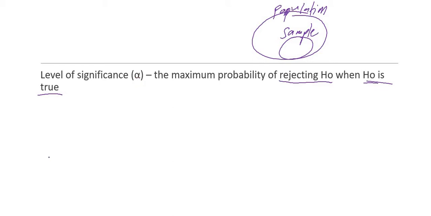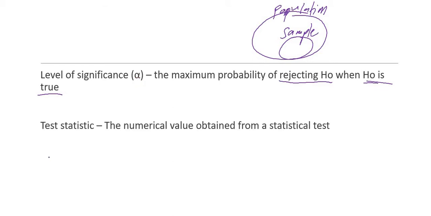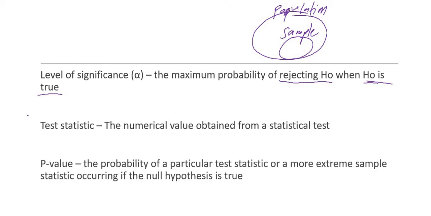The next term is the test statistic. The test statistic is the numerical value obtained from a statistical test. As you all know, since we're going to use Microsoft Excel to compute for our values, we will point out what the test statistic would be once we go to those video lectures. And then we have the p-value.